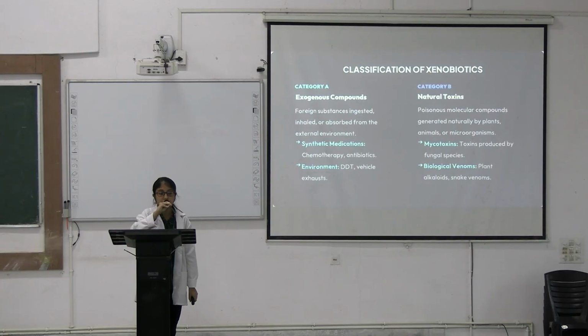Classification of xenobiotics. Xenobiotics can be classified into two main classes: exogenous compounds and natural toxins. Exogenous compounds are those xenobiotics which are ingested or absorbed from the external environment, for example chemotherapy, DDT, antibiotics, and vehicle exhausts. Natural toxins are poisonous molecules naturally produced by plants, animals, and microorganisms, for example mycotoxin produced by fungal species, plant alkaloids, and snake venom.